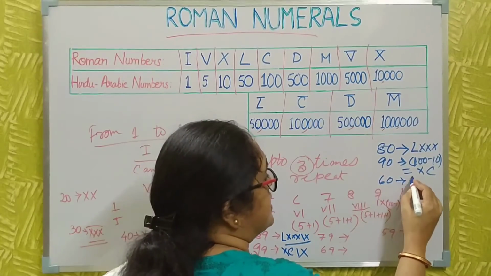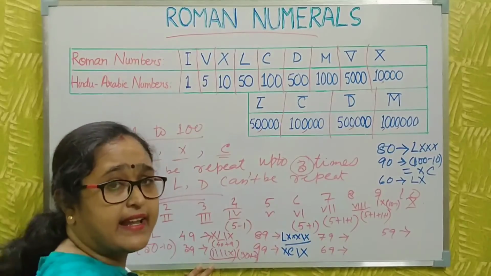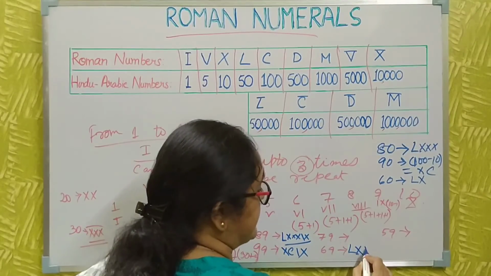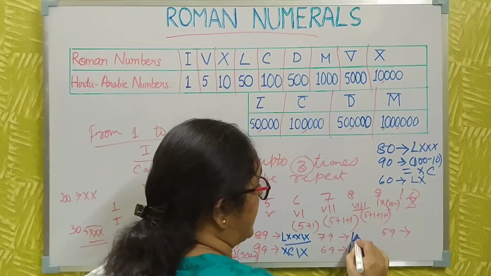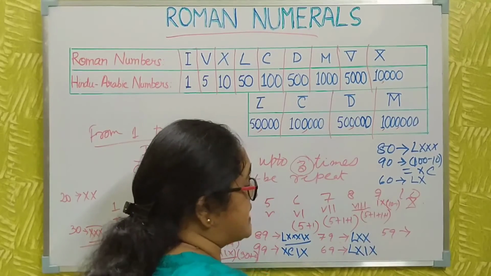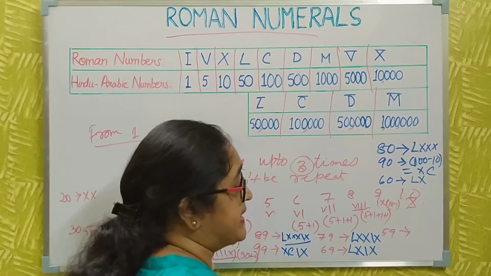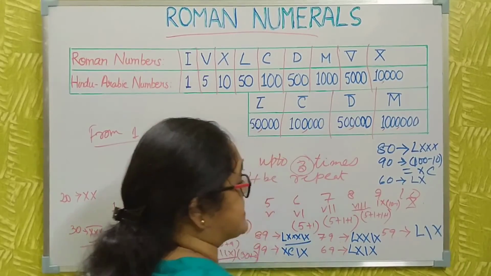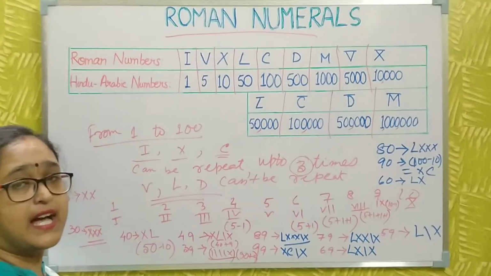60 is 50 plus X. This is 60: LX. 69 is 60 and 9 is here. 70 is 50 plus 10 plus 10. 70 and 9, IX. 59: 50 is L and 9 is IX. Now, these are the typical sums.